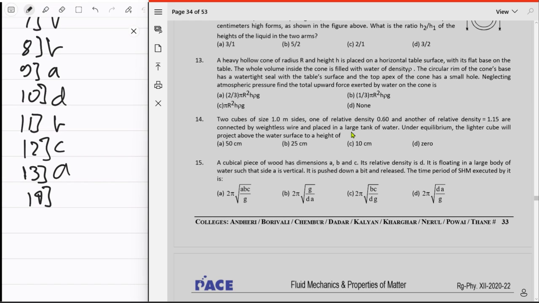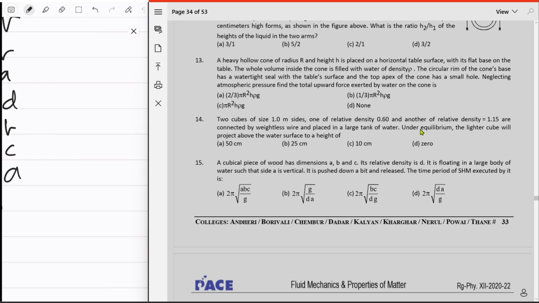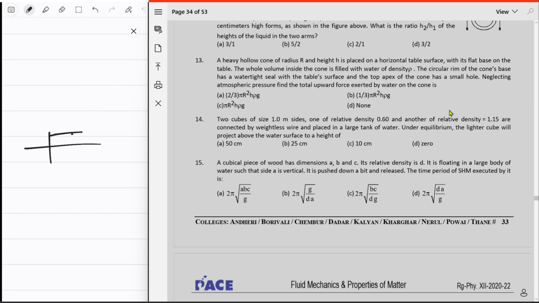Project above the water surface under equilibrium. Okay, fine. So one of them is light. Relative density with respect to water, of course. So just 0.6 for one and 1.15 for the other. So what are they saying? The lighter cube will project above the water surface to a height of, and the cubes have size 1 meter, that's the side length.